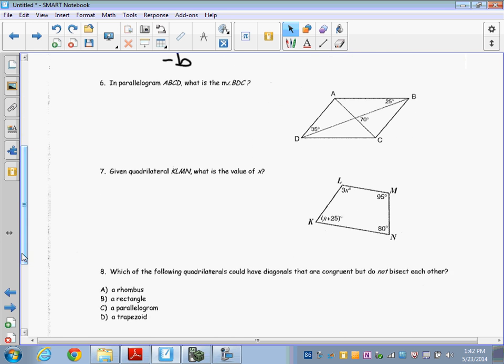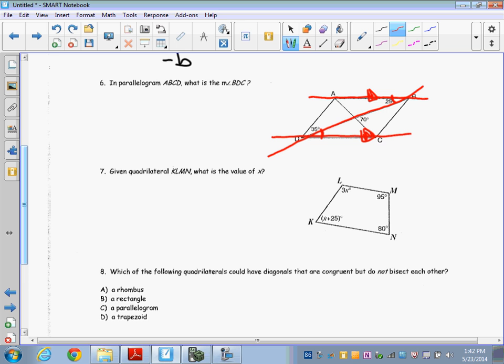Let's go on to number 6. We're asked to find the measure of angle BDC, which is this one right here. What we need to know is that these are parallel lines. Remember, this is a parallelogram. Parallelograms have parallel lines. And right here, these two angles are alternate interior, which means they're going to be congruent. So it's going to be 25 degrees.